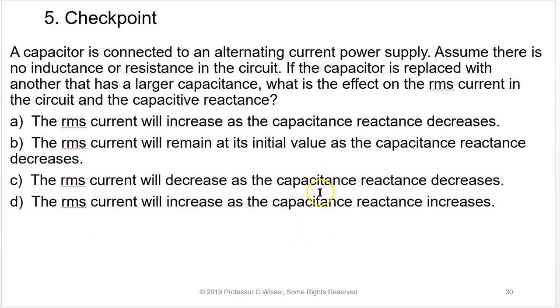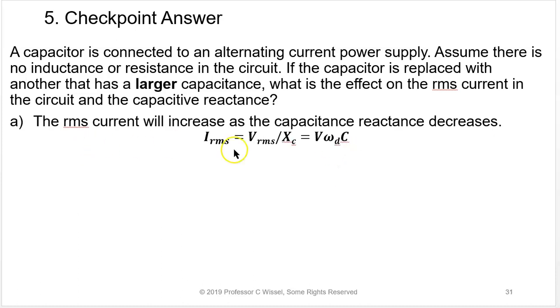A capacitor is connected to an alternating current power supply. Assume there's no inductance or resistance in the circuit. The capacitor is replaced with another that has a larger capacitance. What is the effect on the RMS current in the circuit and the capacitive reactance? The RMS current is going to increase because remember, IRMS is VRMS divided by XC, and of course XC is 1 over omega DC. So when you substitute in for this, IRMS is V times omega DC. So IRMS is proportional to C.